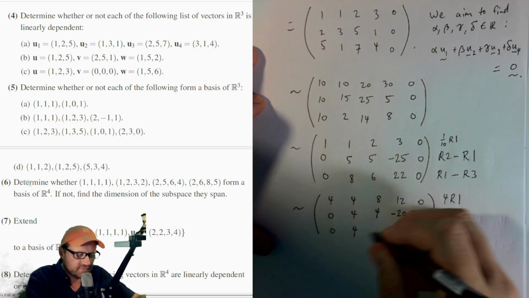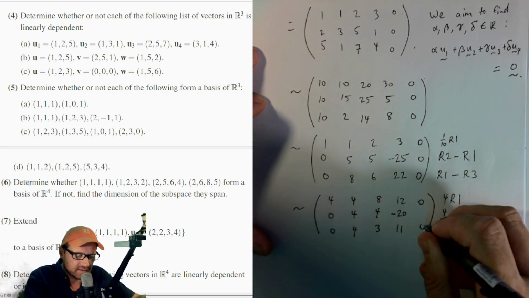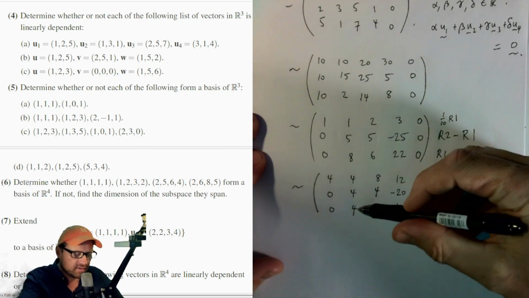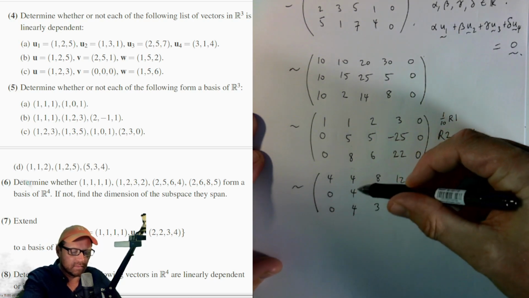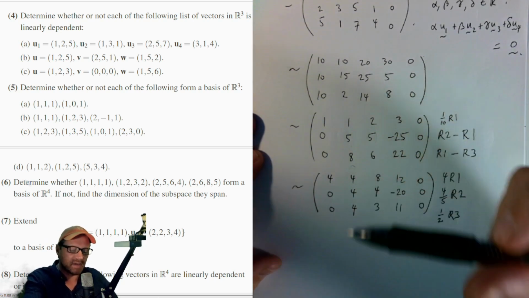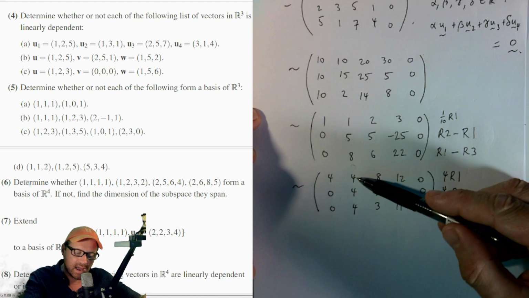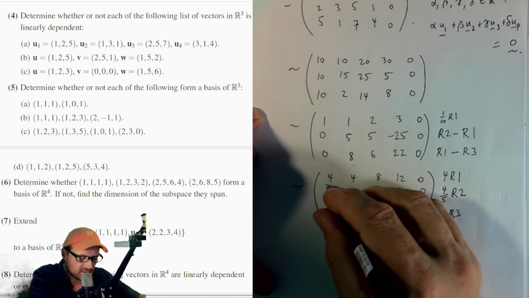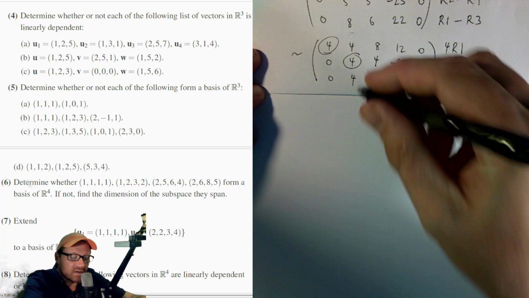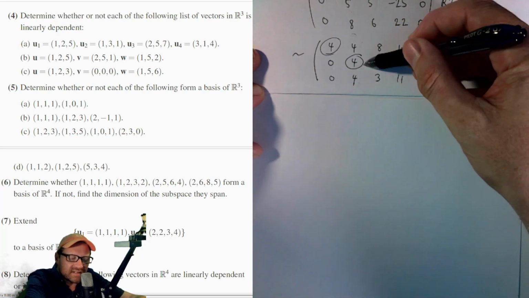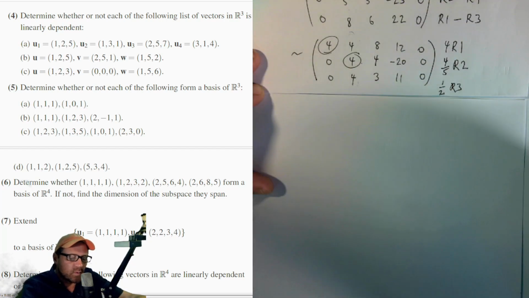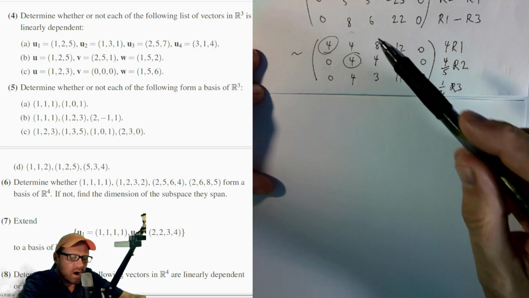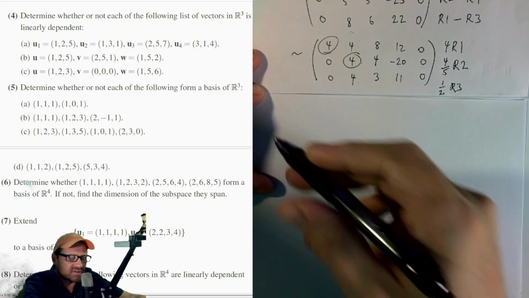So 0, 4, 3, 11, 0. Okay, so now everything in this second column is a 4. That makes it easier to have zeros above and below our second pivot, which is here. I'm going to circle the pivots now. So now we want 0 above and below this second pivot. And so we want to replace row 1 with row 1 minus row 2.